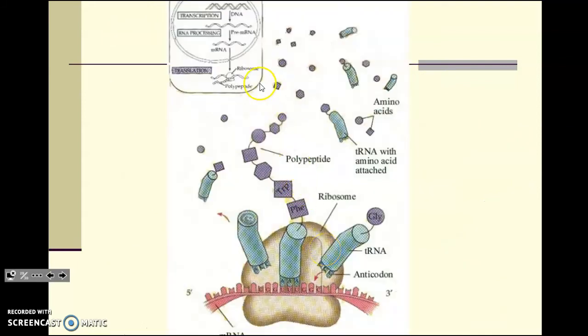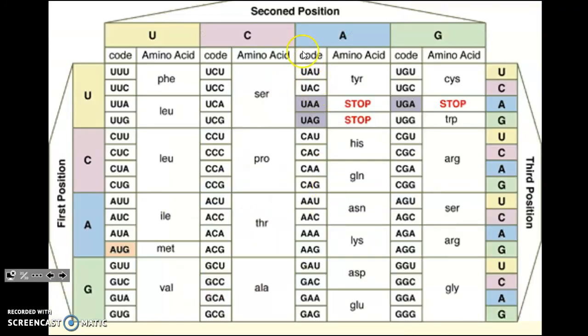All right, here's another schematic showing you the whole process: transcription, mRNA coming out here to the rRNA, and the tRNA is coming in, and it's forming that bond in that long chain of amino acids. Here's all the codons for the different amino acids and how they go together.